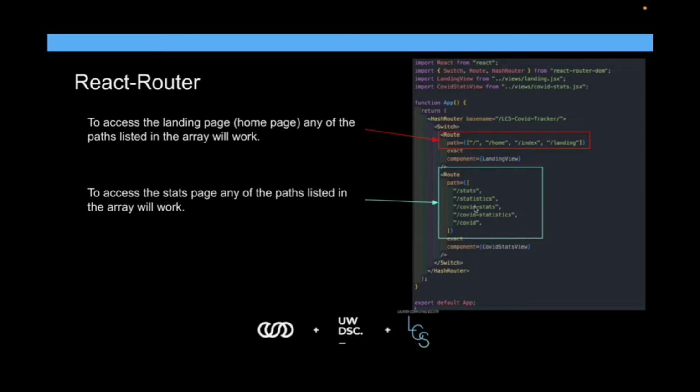This is something that React Router does for us. It simplifies a lot of the logic and allows us to put an array of paths over here if we want any of these to work if the user puts any of these in the URL.